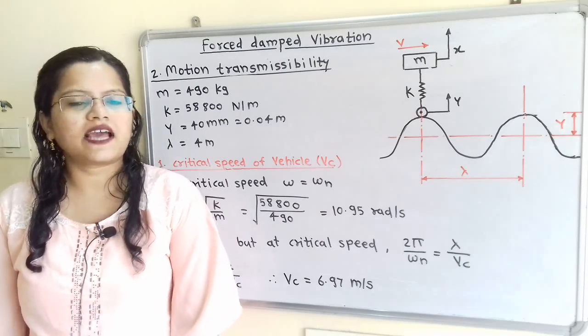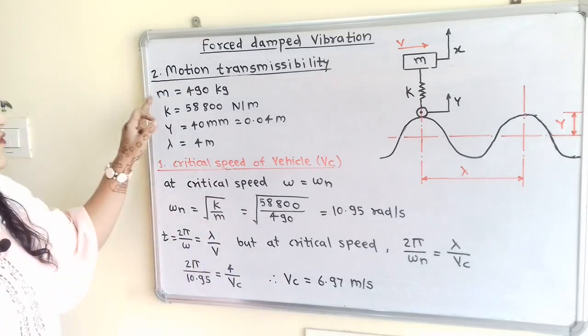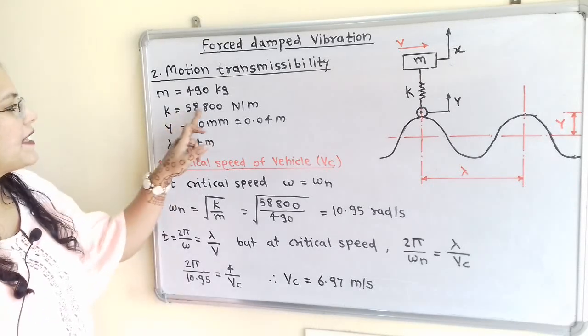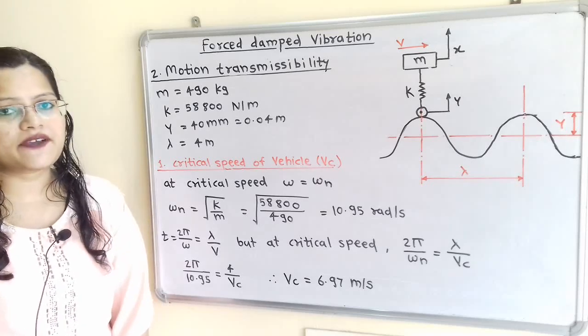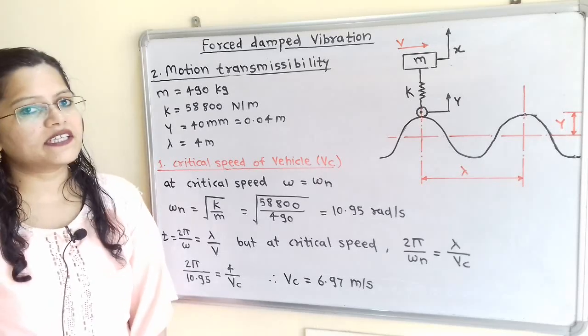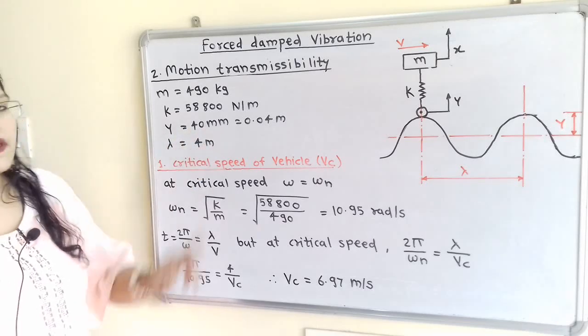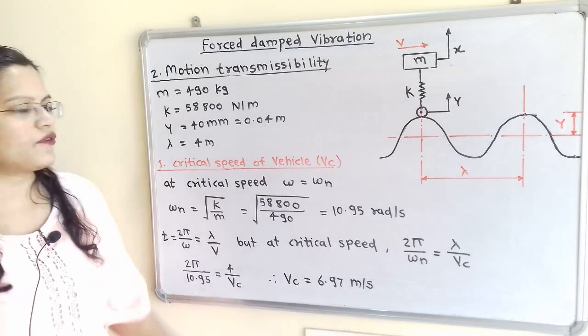Let us understand the given data with the help of diagram. Mass of the vehicle 490 kg, spring stiffness 58,800 Newton per meter. Now the base is given in sinusoidal form and its amplitude y is equal to 40 millimeters. So standard unit is meter, which is equal to 0.04 meter.